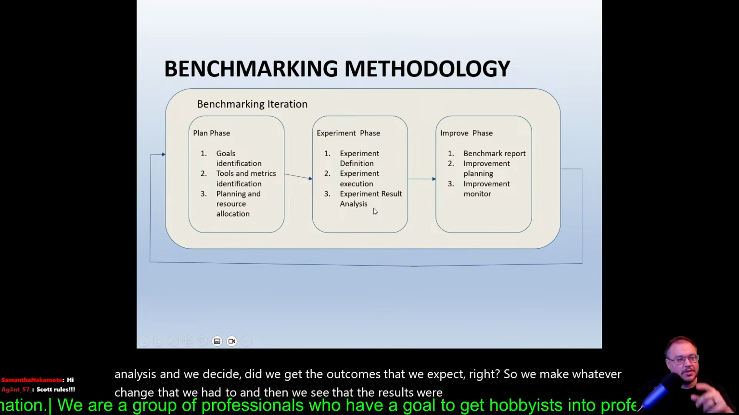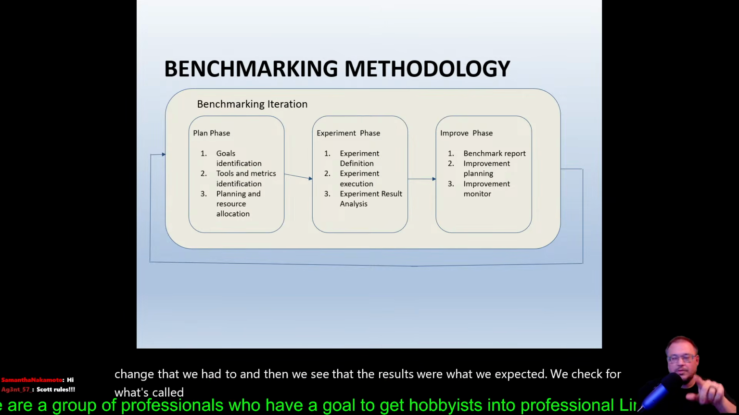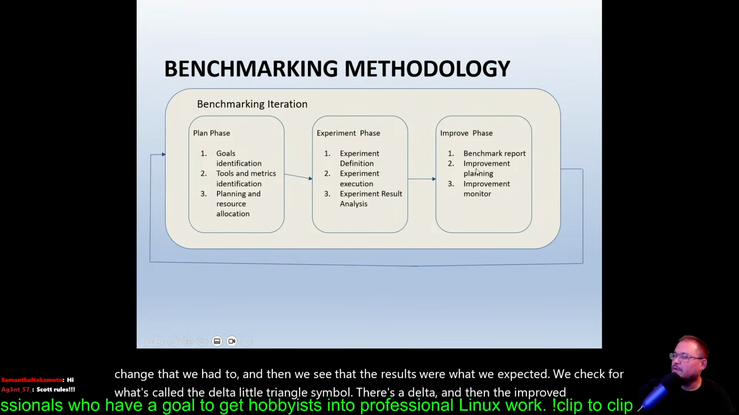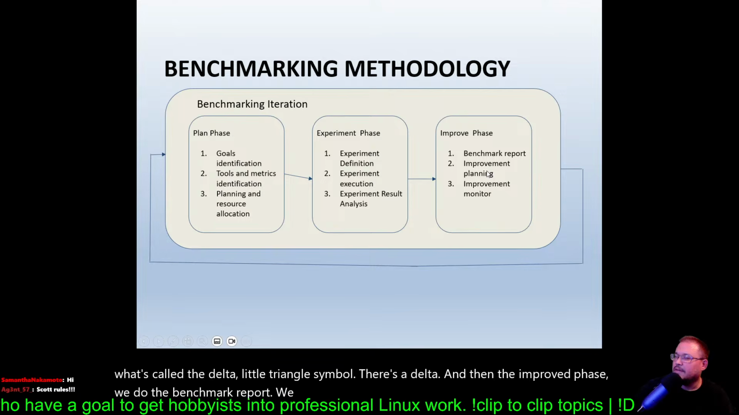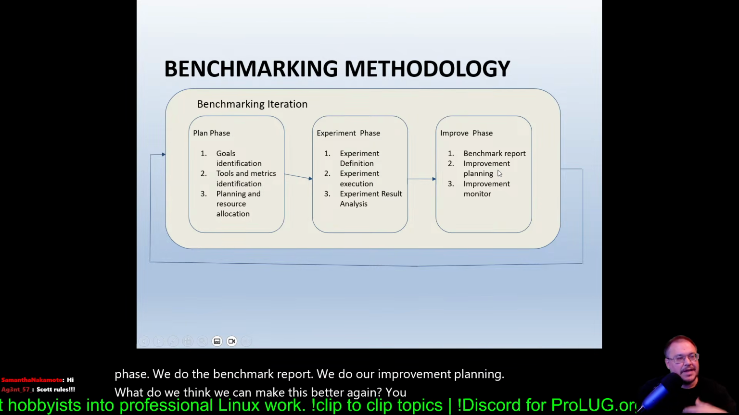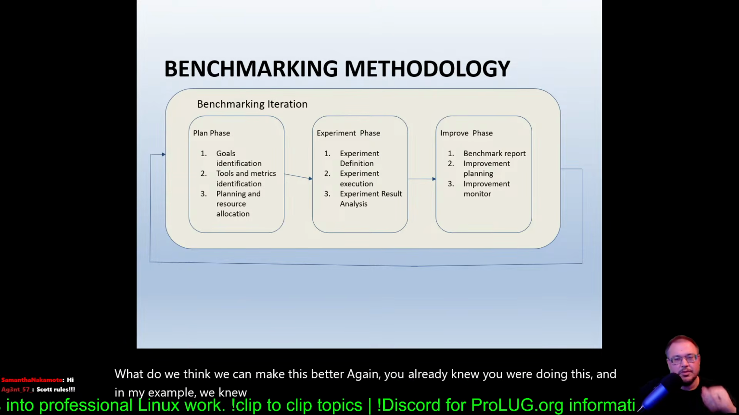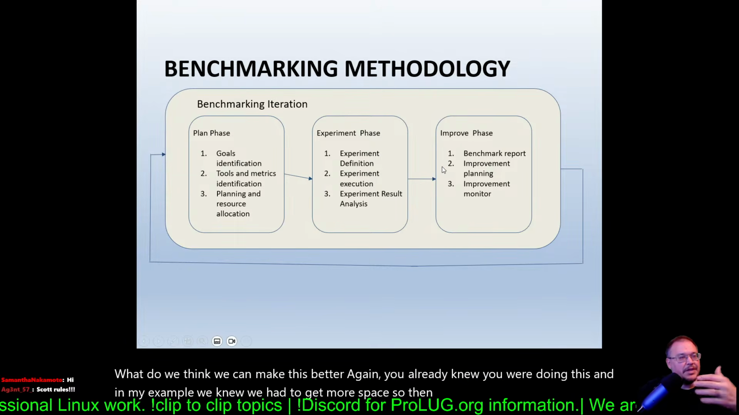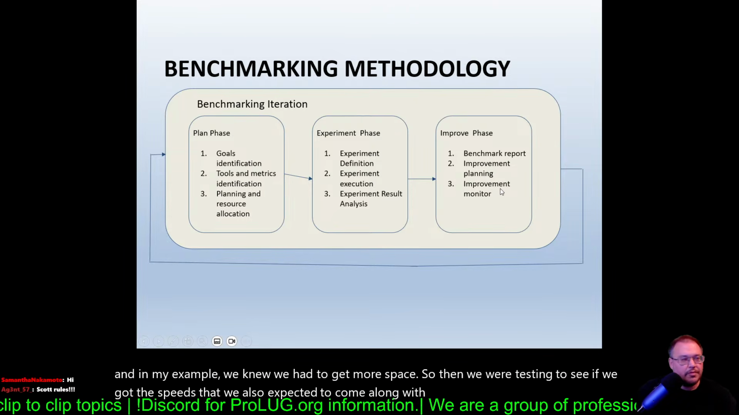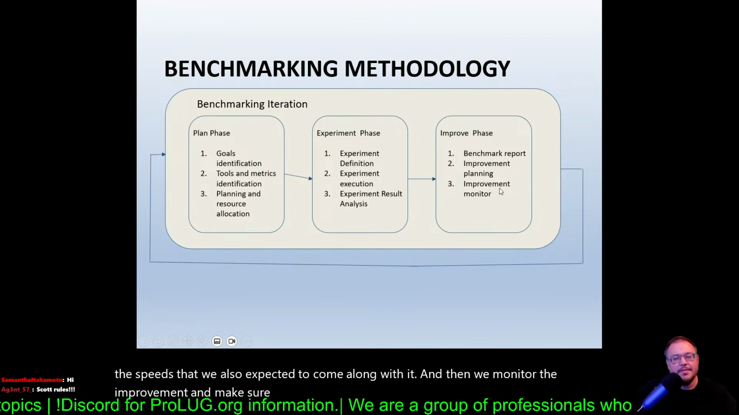We check for what's called the delta, the little triangle symbol. There's a delta. And then in the improve phase, we do the benchmark report. We do our improvement planning. How do we think we can make this better? Again, you already knew you were doing this. And in my example, we knew we had to get more space. So then we were testing to see if we got the speeds that we also expected to come along with it. And then we monitor the improvement and make sure that it doesn't degrade over time.